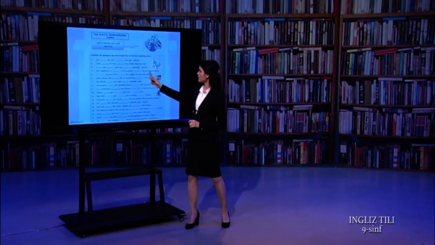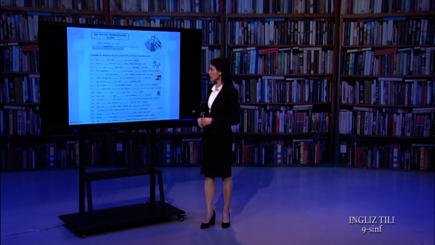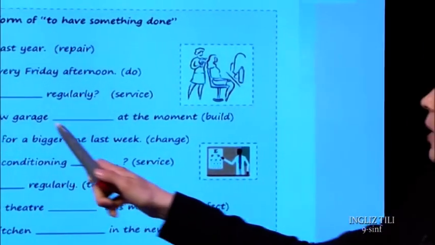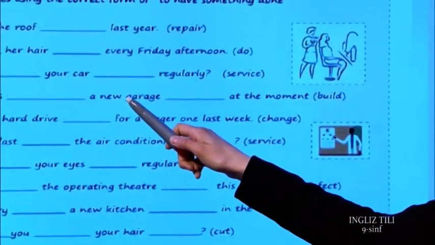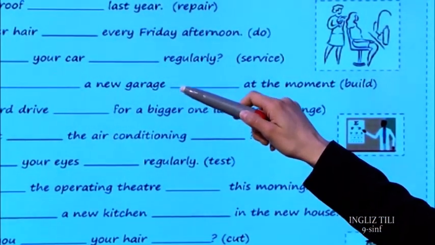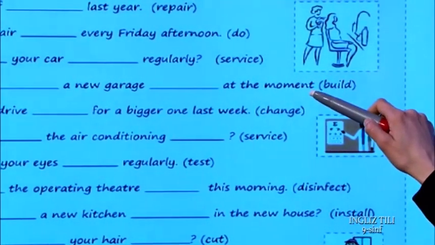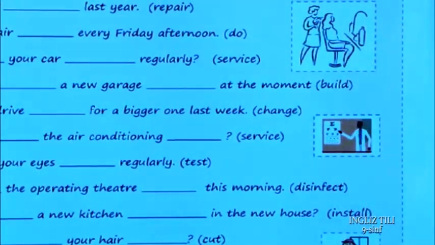Our neighbors, at the moment, what does it mean at the moment? At the time of speaking, it's still in process. Well, build, the third form of build is built, right? So our neighbors are having a new garage built at the moment.